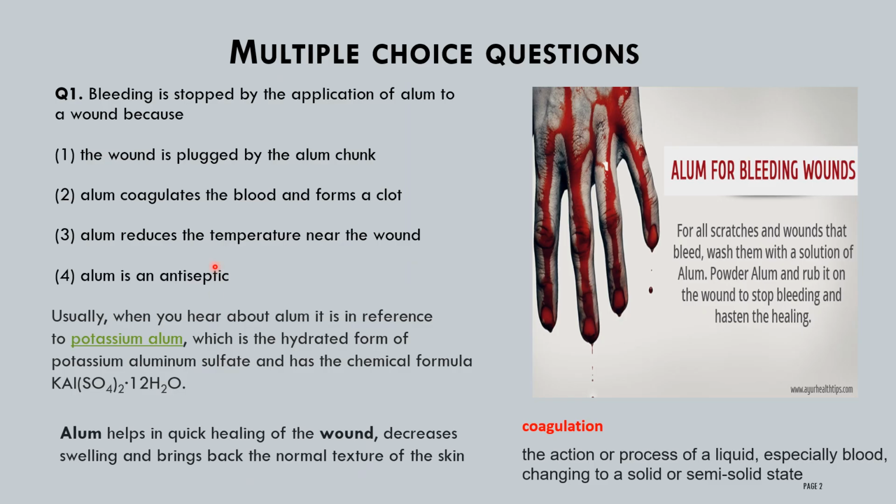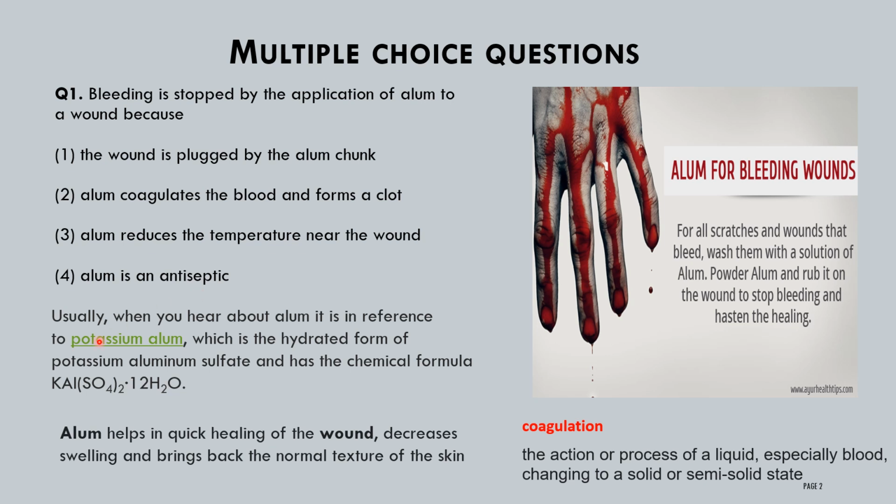Let us discuss the first question. Bleeding is stopped by the application of alum to a wound because when you apply alum to a particular wound, why will the bleeding stop? They are asking the question. First option, the wound is plugged by the alum chunk. Second option, alum coagulates the blood and forms a clot. Third option, alum reduces the temperature near the wound. Fourth option, alum is an antiseptic.